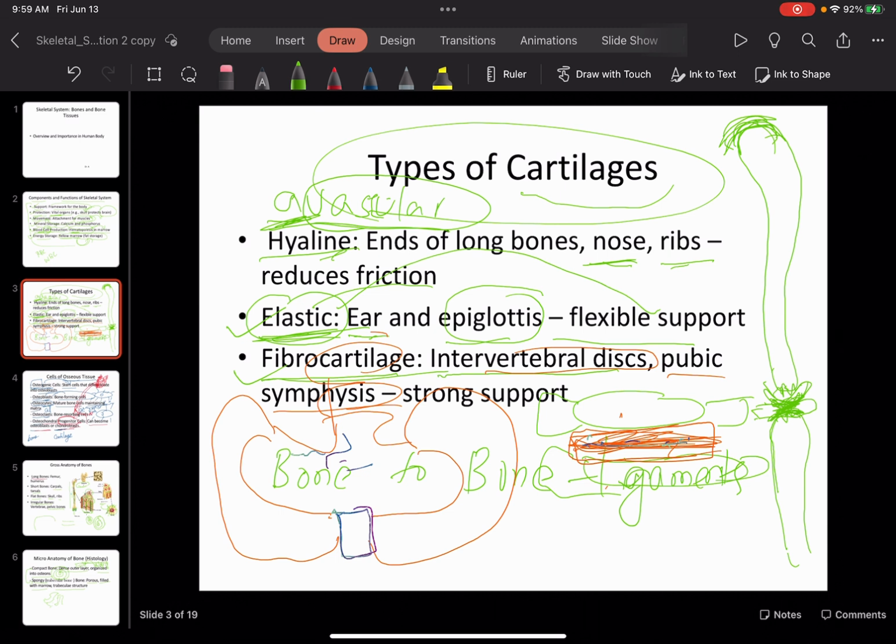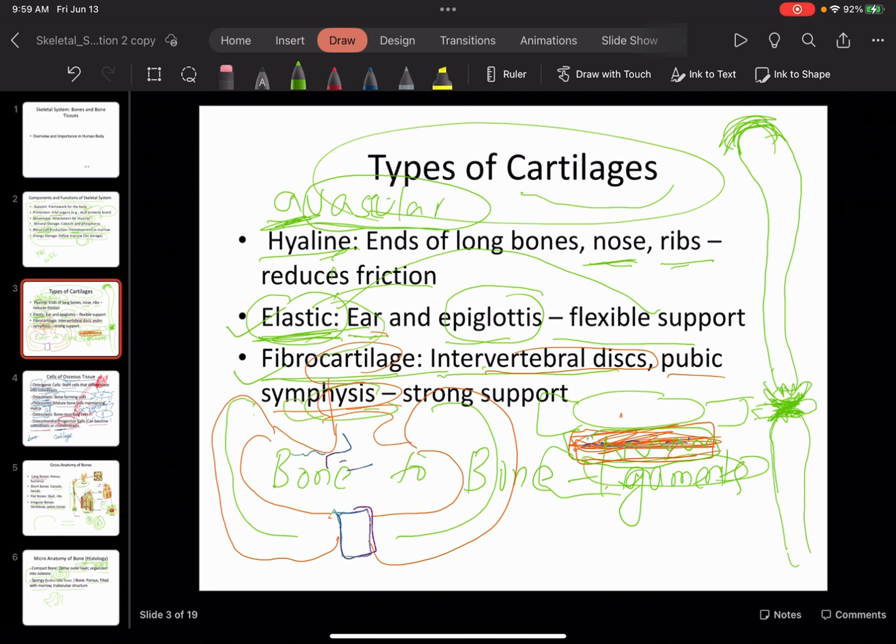Then another one is fibrocartilage. You see the intervertebral disc, which is in between the vertebrae. Think about this one vertebra, and this another. In between the vertebrae you see the intervertebral disc, which is a cartilage. Then the pubic symphysis. Think about the pelvic cradle, the pelvic region. The vertebral column is going up and up.